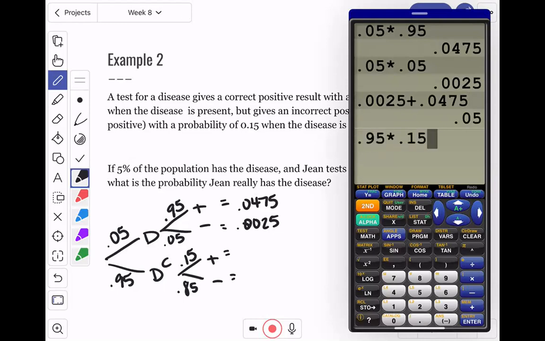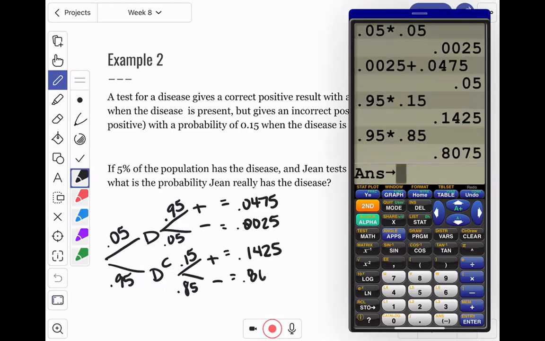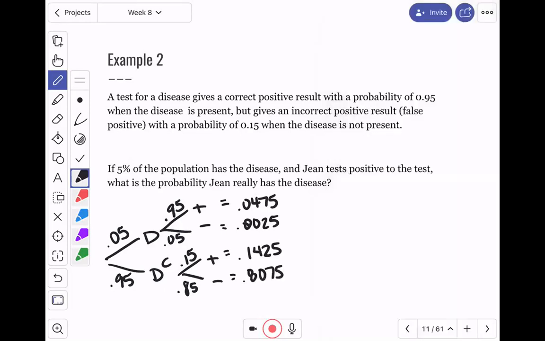0.95 times 0.15 on the next branch, 0.1425, 0.95 times 0.85, 0.8075. All those values add up to 1.